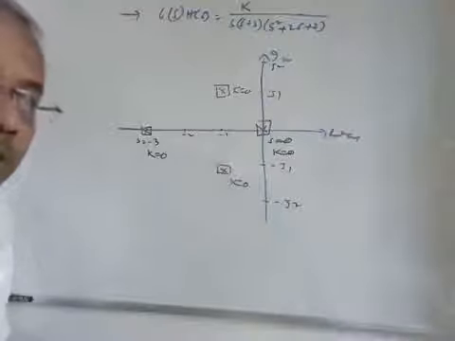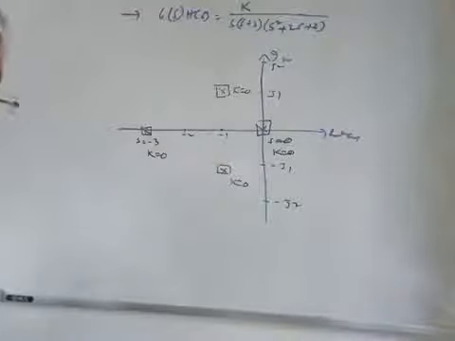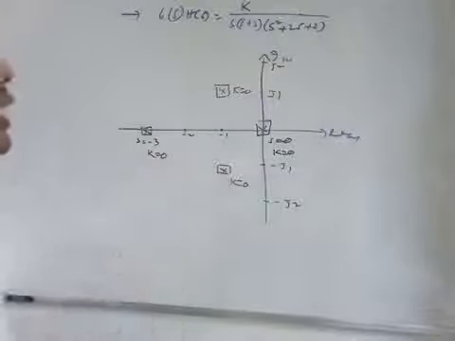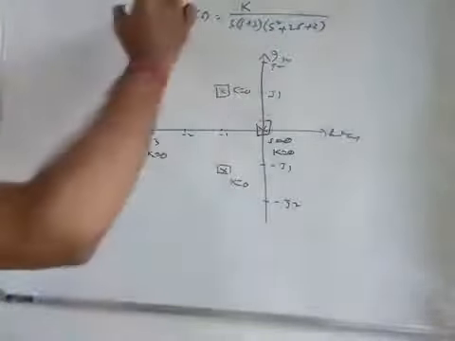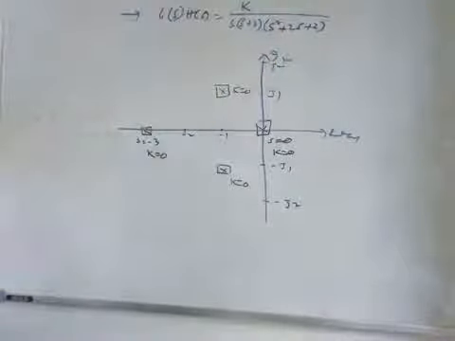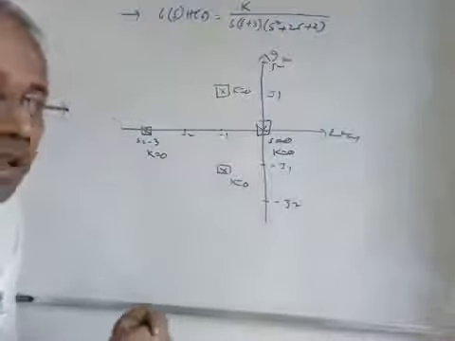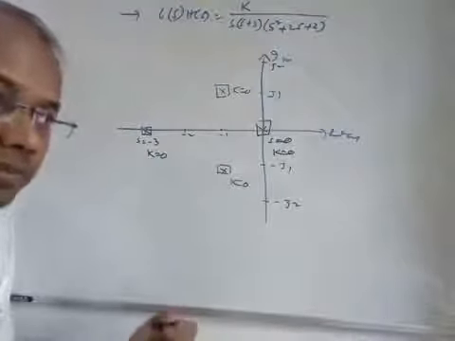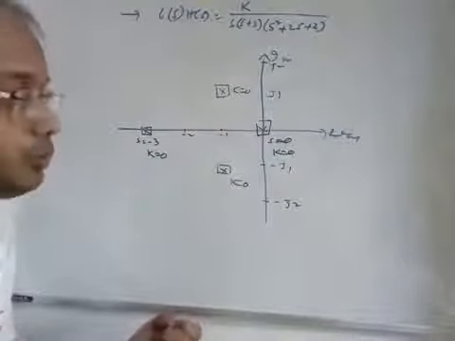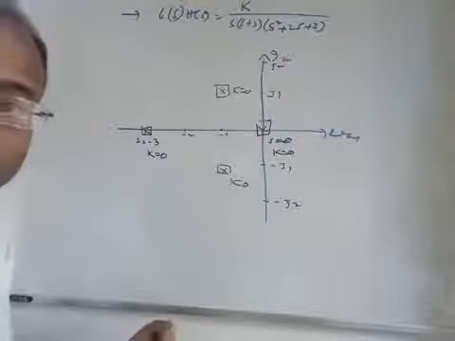Good morning everyone. In the last class, we were discussing the solution of a problem. We have considered the problem as G(s)H(s) is equal to K by S into S plus 3 into S square plus 2 S plus 2, and we have calculated the values which are actually required to draw the complete Root Locus plot.